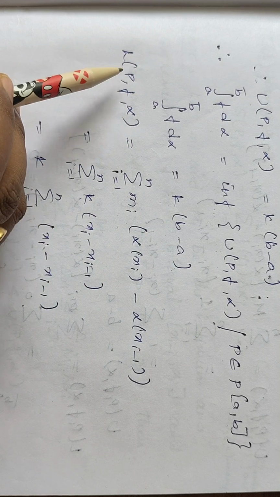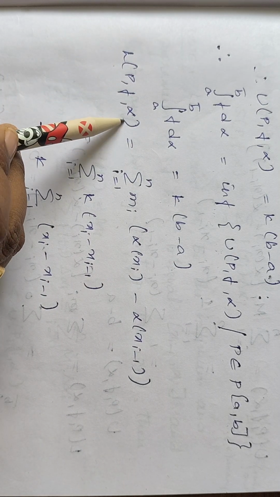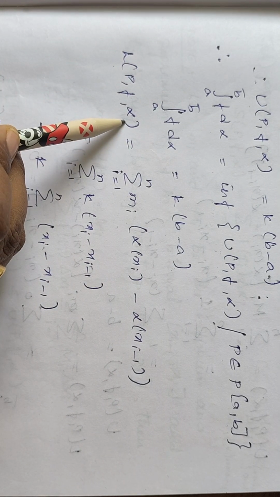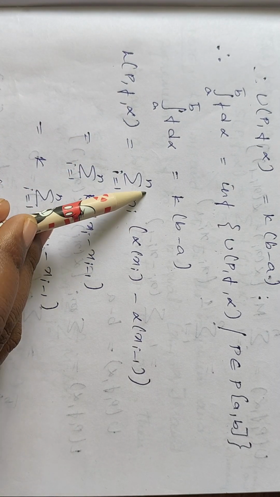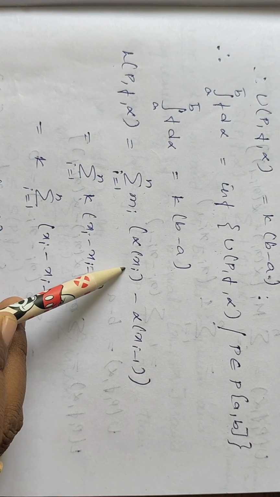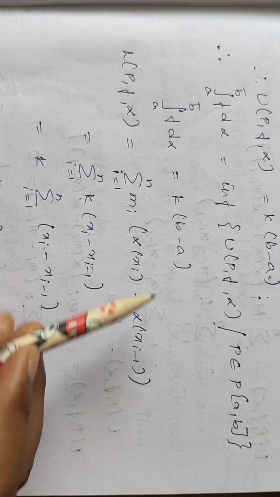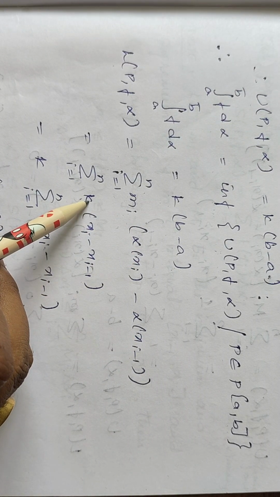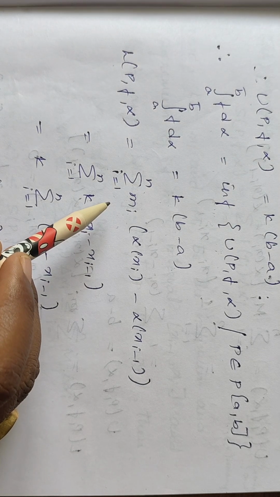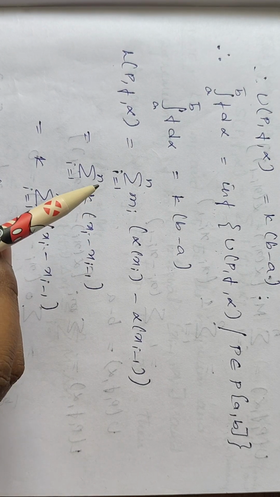Now let's calculate what is L(P, f, alpha) in order to calculate what is lower Riemann integral. So that is equal to summation i equal to 1 to n, small mi into alpha(xi) minus alpha(xi minus 1), and here also small mi is k, and I told you why, because the range consists of only one element, and that is k.